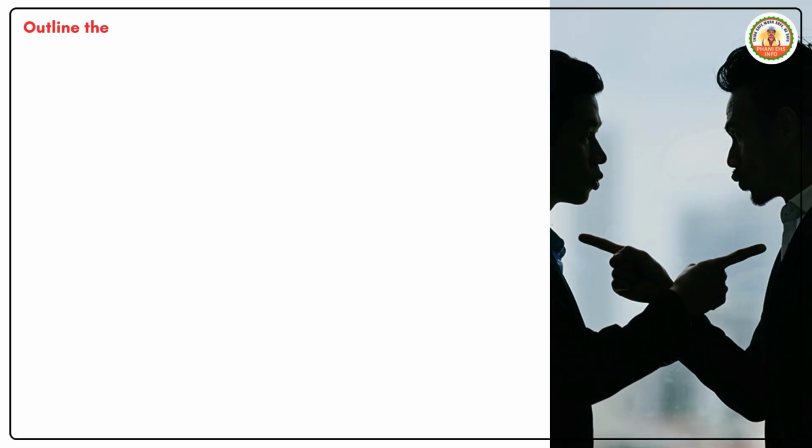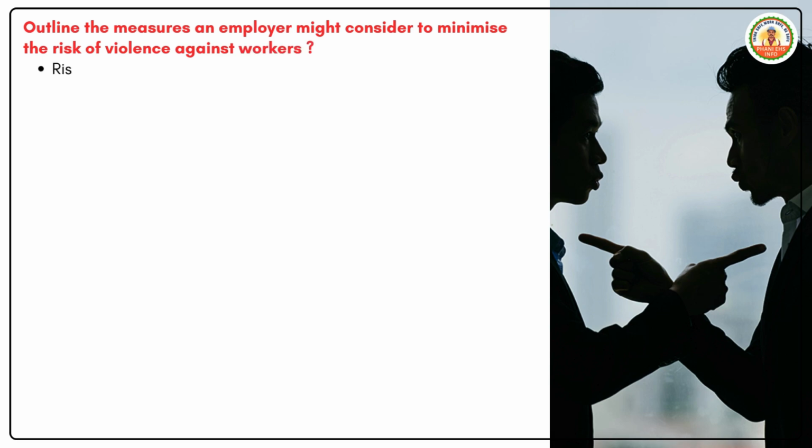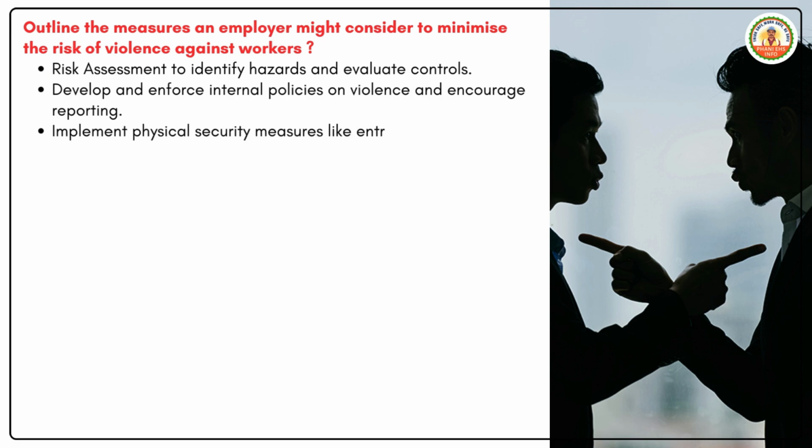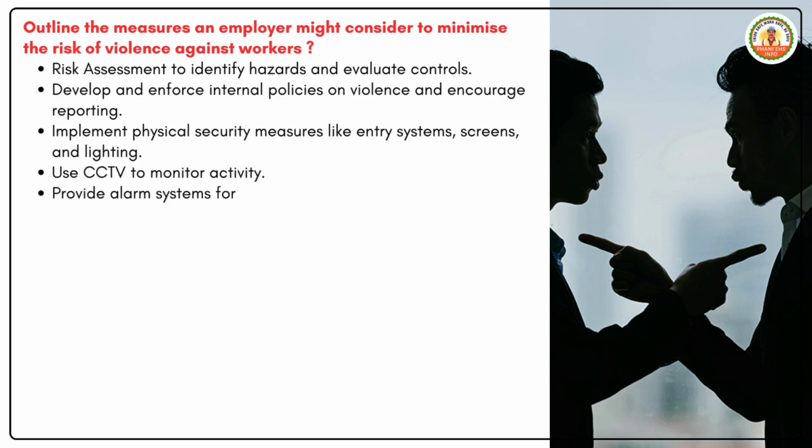Outline the measures an employer might consider to minimize the risk of violence against workers. Risk assessment to identify hazards and evaluate controls. Develop and enforce internal policies on violence and encourage reporting. Implement physical security measures like entry systems, screens, and lighting. Use CCTV to monitor activity. Provide alarm systems for staff. Remove potential weapons from entrance and secure items if needed.